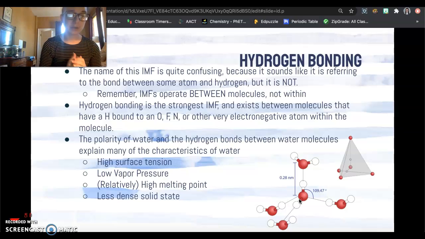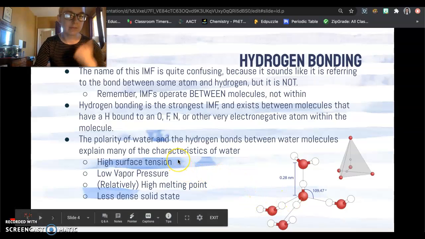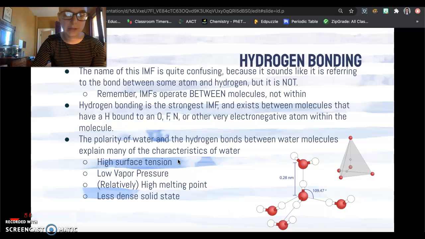So polarity of water and hydrogen bonds are responsible for a lot of the characteristics that we see of water. The fact that water has a high surface tension, that's why those water bugs can skate across it, why you can float a paper clip on water even though it's more dense than water. And I believe I have a visual in the presentation about liquids, about surface tension, so you can reference that to explain why water has a high surface tension.